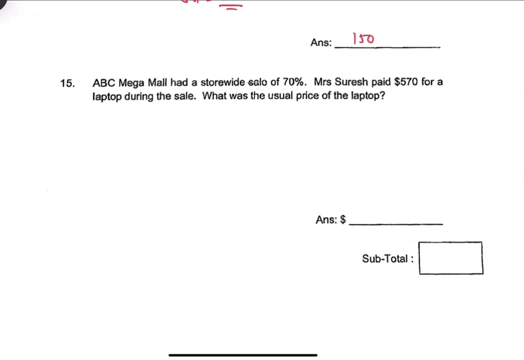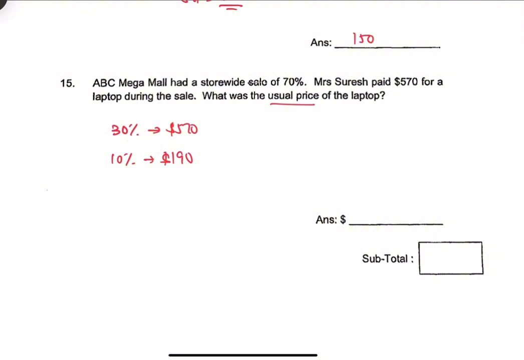Okay, so next one, question 15. ABC Mega Mall had a store-wide sale of 70%. So if it's 70% off, they are paying 30%. Mr. Suraj paid $570 for a laptop, which means he's paying 30%. This 30% is 570. So I will just go by 10%, which is divided by 3. That will give me $190.